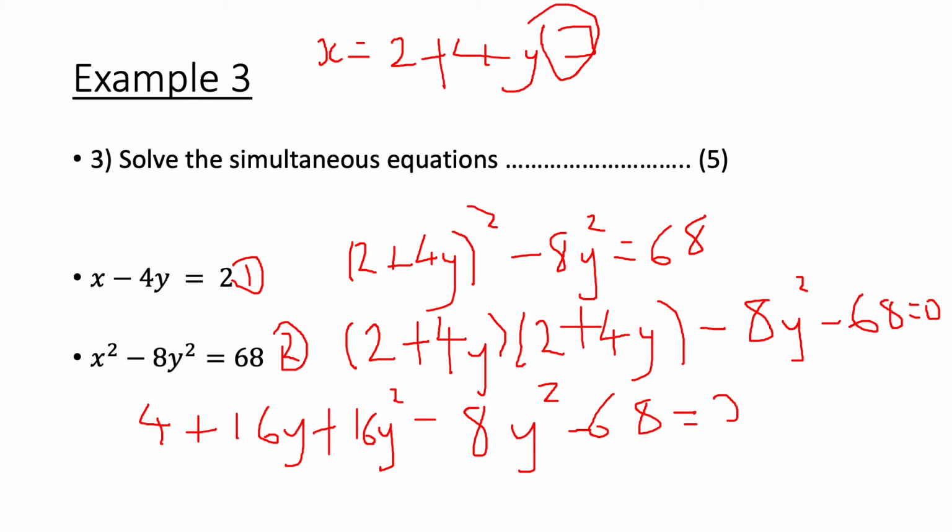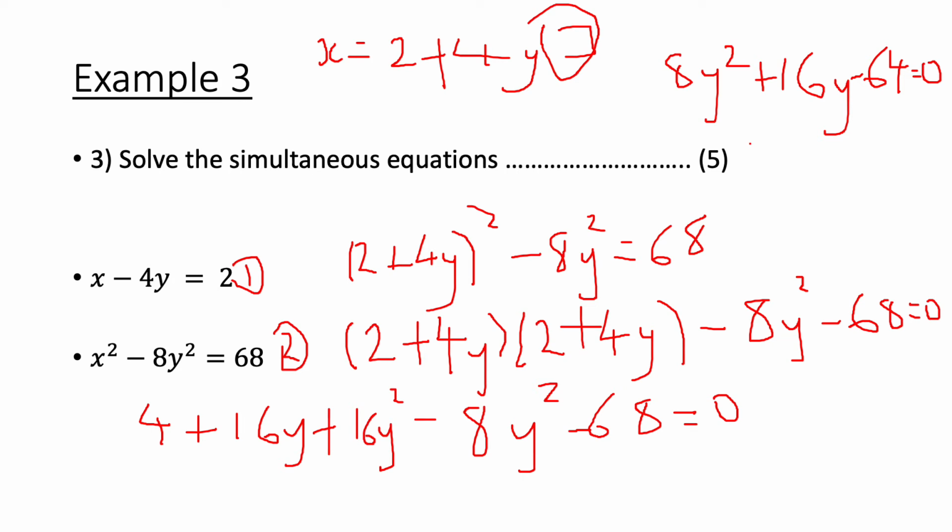Okay, so collecting like terms, guys, I'm going to get 16y squared minus 8y squared, so I'm going to get 8y squared plus 16y minus 64 is equal to 0. So 4 minus 68 is minus 64. 16y squared minus 8y squared is positive 8y squared. And then I'm going to have the plus 16y.